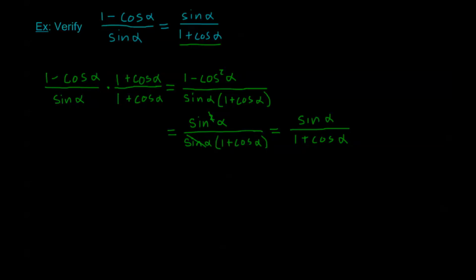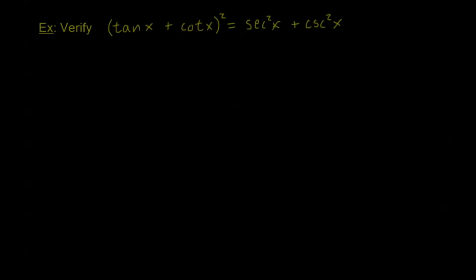Alright, now let's take a look at another one, and I'm going to talk about a different method that we can use. Not really a different method, but kind of an alteration of the method we've been using that can sometimes be helpful when we get stuck. So we want to verify that tangent x plus cotangent x all squared is equal to secant squared x plus cosecant squared x. So let's go ahead and start with our left-hand side.